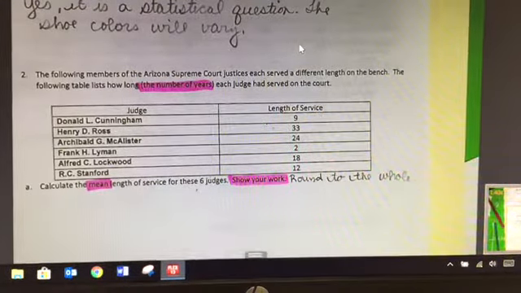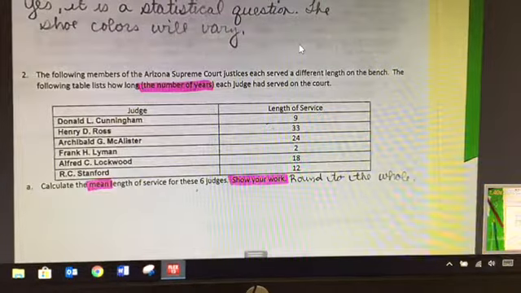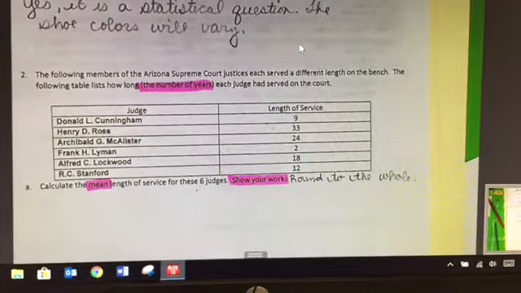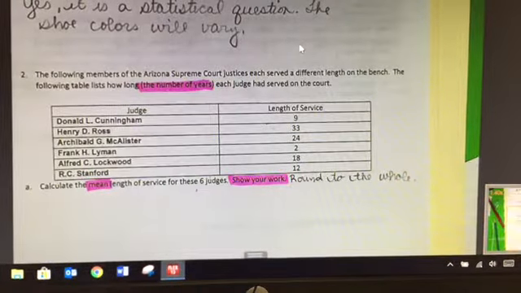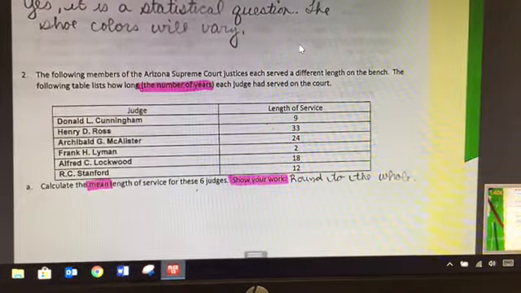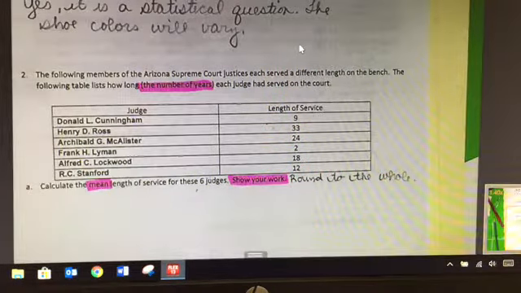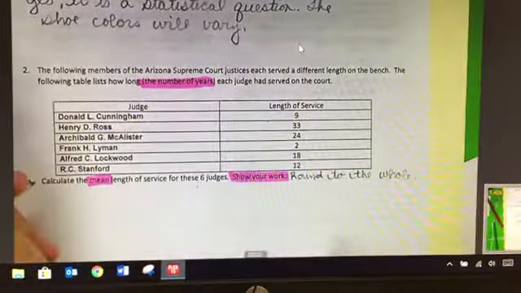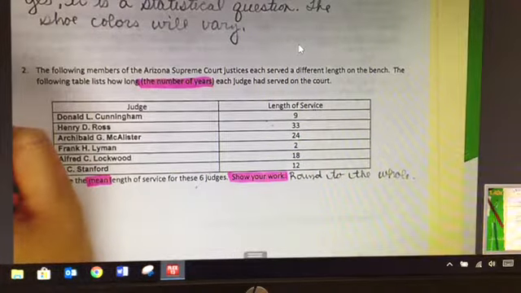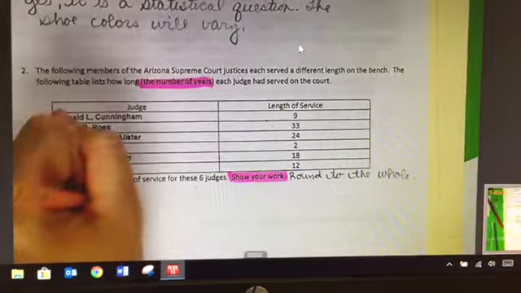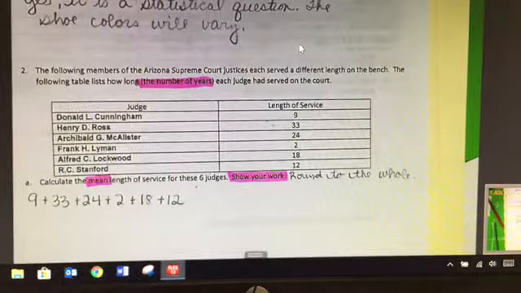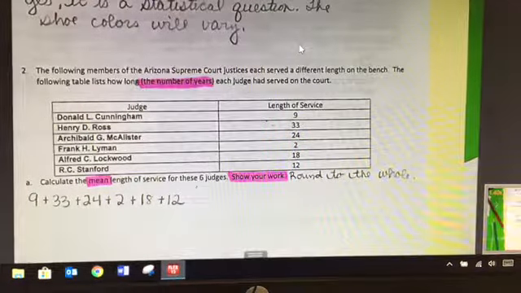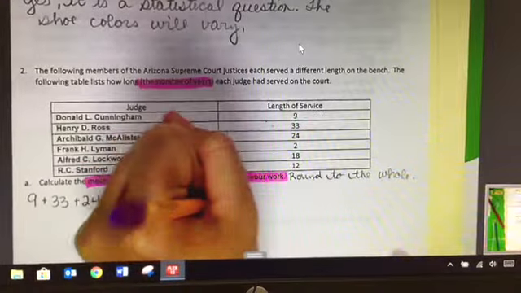How many of you want a 4 on 2A on your test? How many of you want a 3 on 2A on your test? Oh, good. You all want a 4? You have to show your work. A 3 is you get the answer correct, but no work is shown. Got it? So what you should have done is taken the lengths of service and added them. So 9 plus 33 plus 24 plus 2 plus 18 plus 12. Once you add all those together, you would have gotten 98.